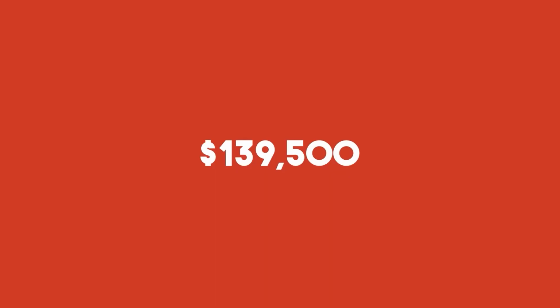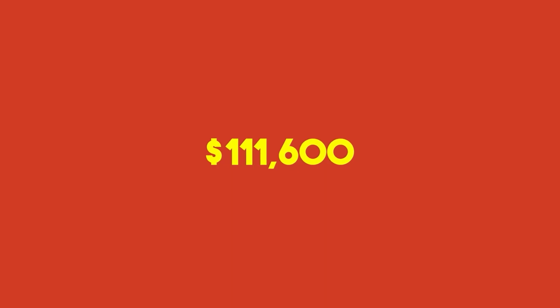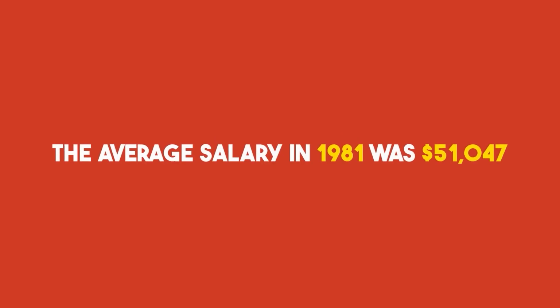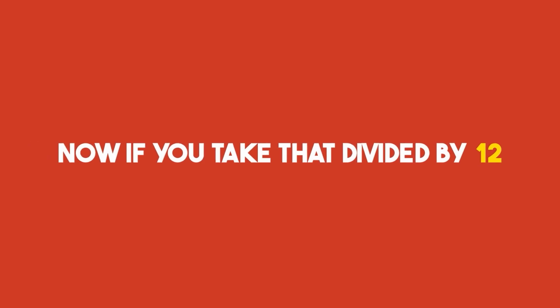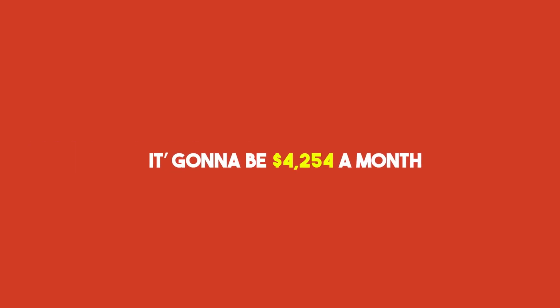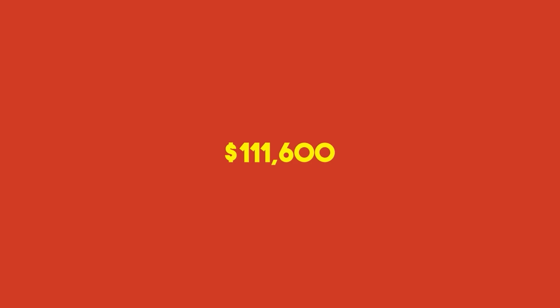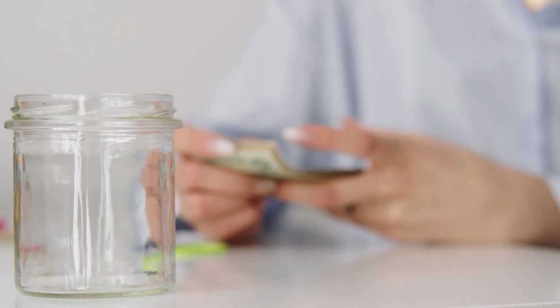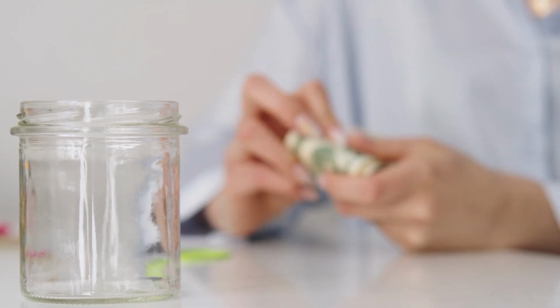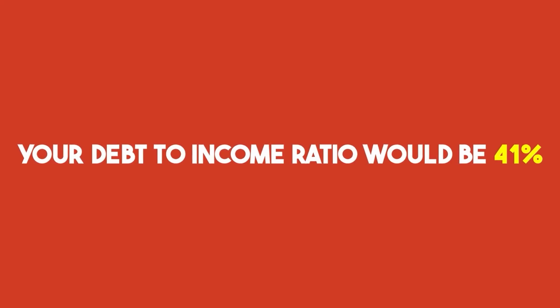Now, let's look back at 1981. The cost of a home, $139,500. 20% down would make the loan amount $111,600. The average salary in 1981 was $51,047. If you divide that by 12, that's $4,254 a month. At 18.63% on the $111,600 loan amount, you're going to have a debt to income ratio. The monthly cost would be $1,741, and your debt to income ratio would be 41%. We're not going to stop there because we also have to tie in the taxes.